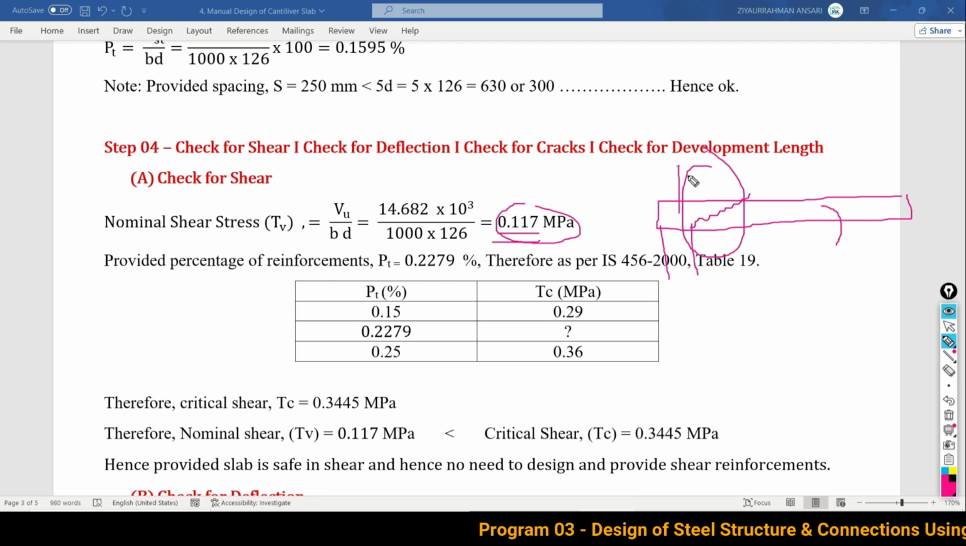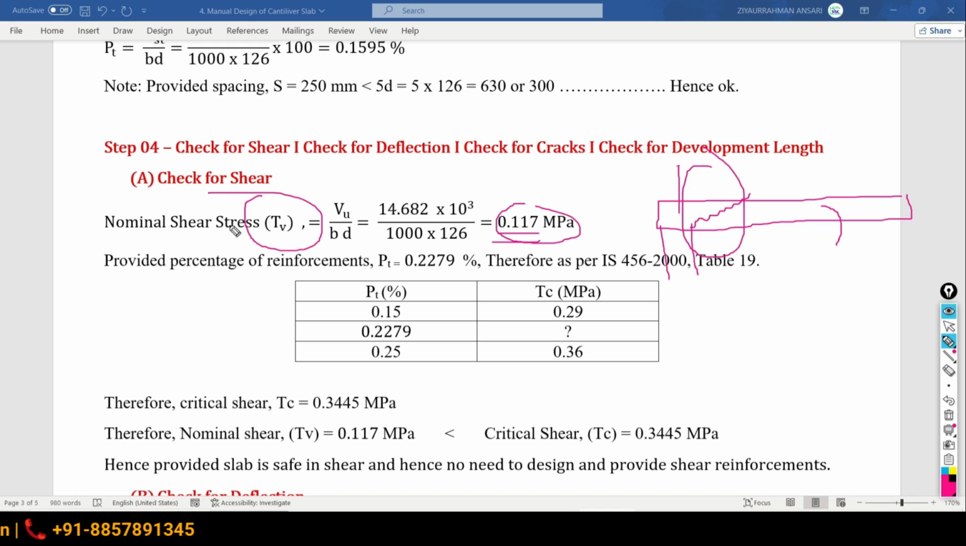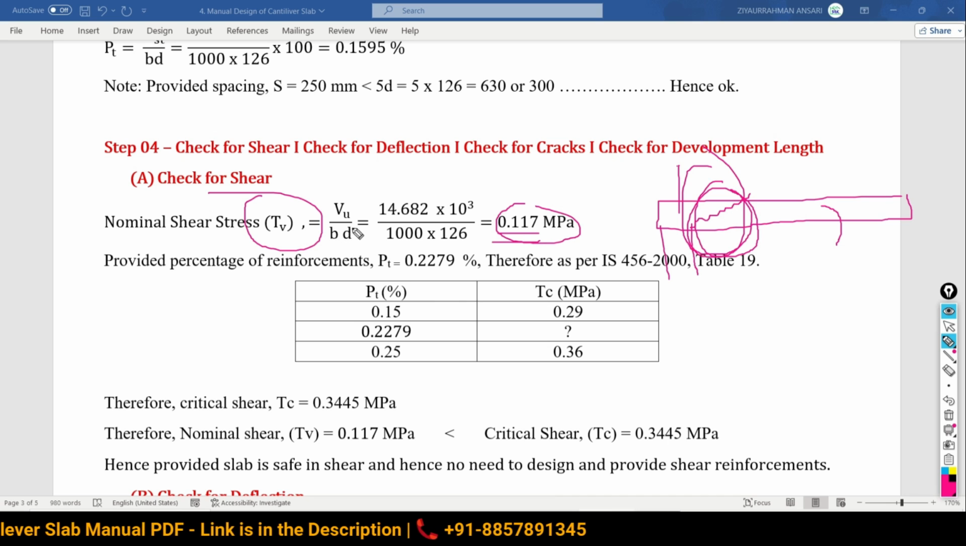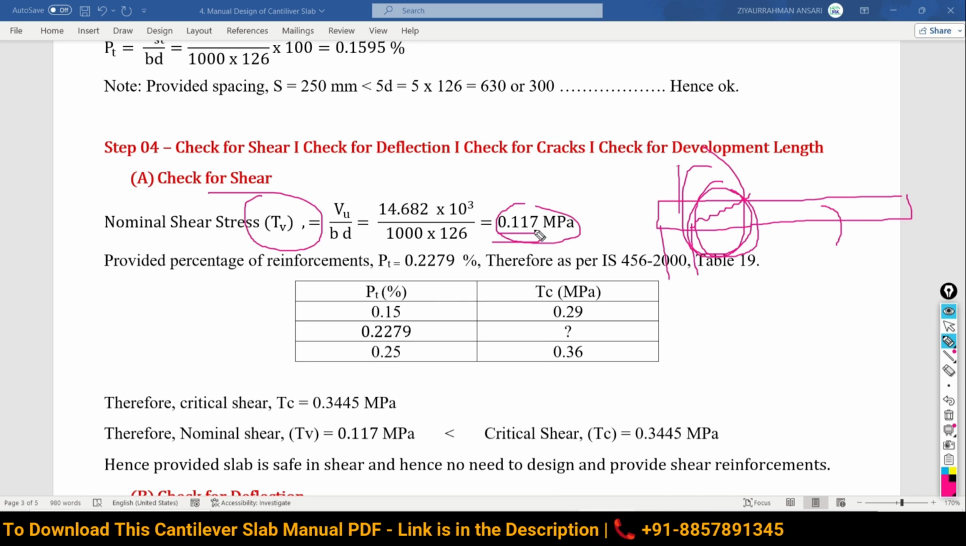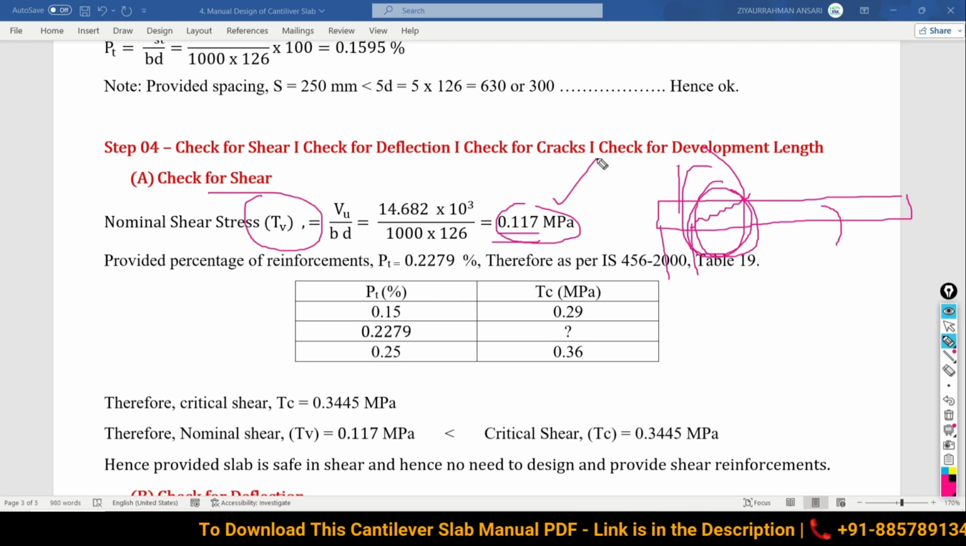Due to action of whatever loading is there over the slab, and due to shear force, what is the nominal shear stress at this section near the support of the slab? So nominal shear is 0.117. This is the action.